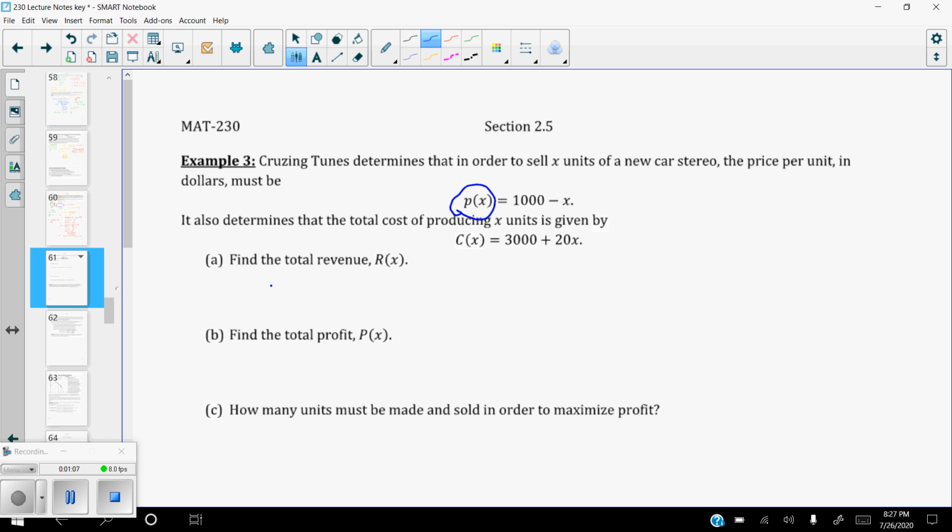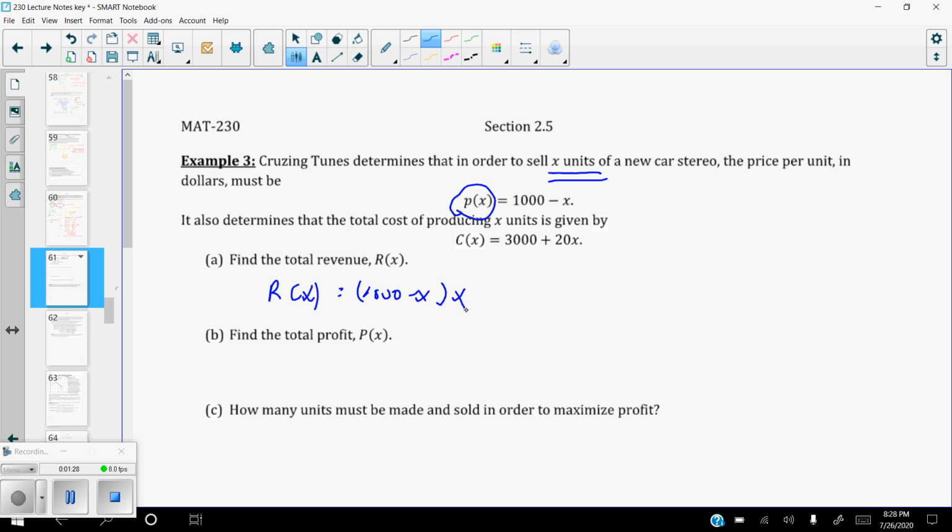Our revenue is going to be the price. Well, the price was given to us as 1,000 minus x times the number of units that I sell. Well, x represents the number of units that we sell, so there's our revenue: 1,000 minus x, that's the price, times x, the number of units.